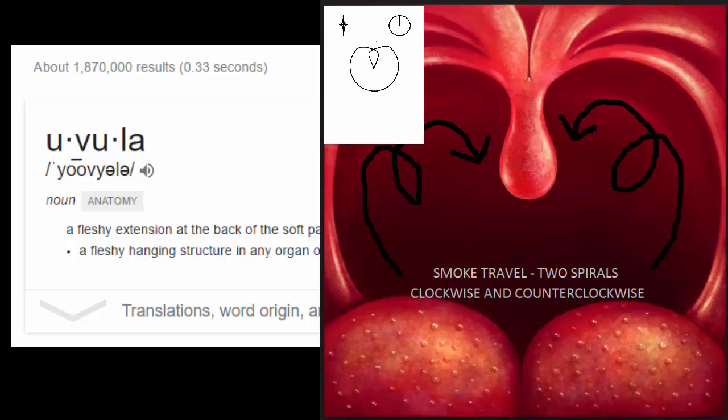So it entered my body, air, I used smoke so I could see it, in two single helixes. It was separated by the uvula so that it could be recombined into a double helix so it could go down my windpipe. And then because it's a combined double helix of clockwise and counterclockwise, it can then separate again into my two separate lungs which have clockwise and counterclockwise rotations.